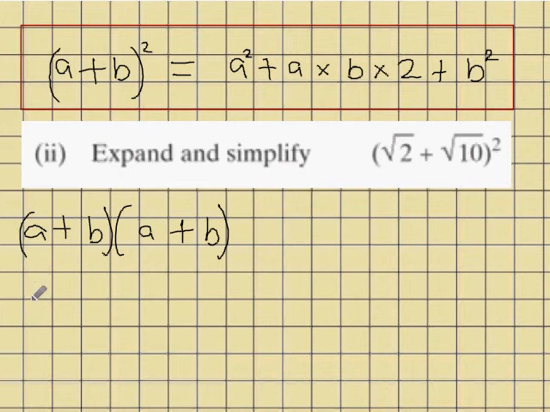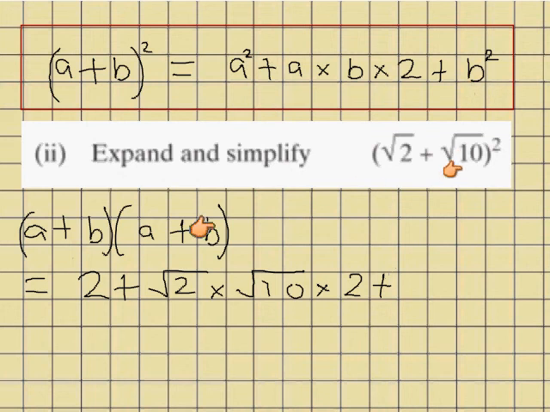Well, the first thing is root 2, so we can say root 2 squared. Squaring is the opposite of rooting, so it will cancel out the root sign, so it will just be 2. Then we do plus root 2, which is a in our rule, times root 10, which is b in our rule, times 2, and the 2 comes from here. If you were to multiply out these brackets, you would get the same thing twice. That's why you get times 2, plus, and in our rule we have b squared.